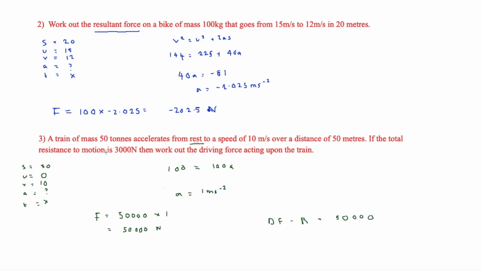Now, it says here that the resistance to motion is 3,000 newtons. So therefore, the driving force minus 3,000 is equal to 50,000. As a result, what we're ending up with is that the driving force is equal to 53,000 newtons.